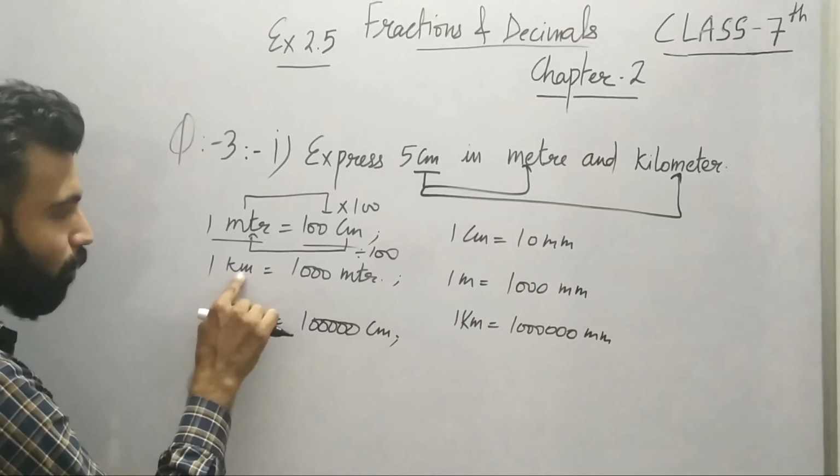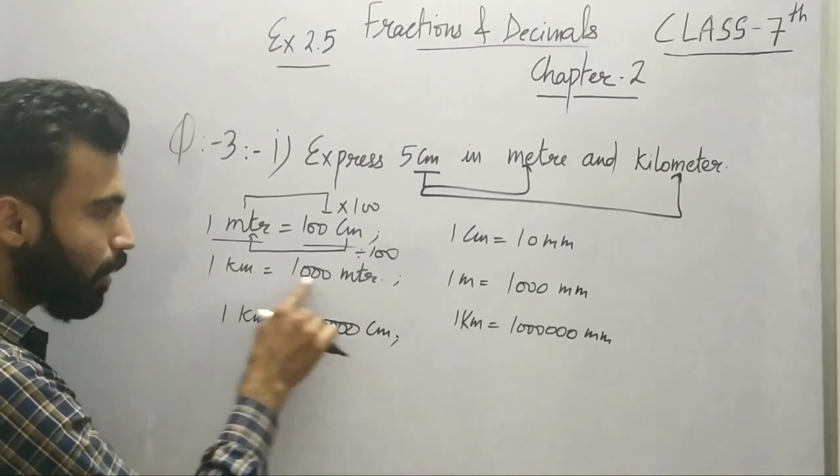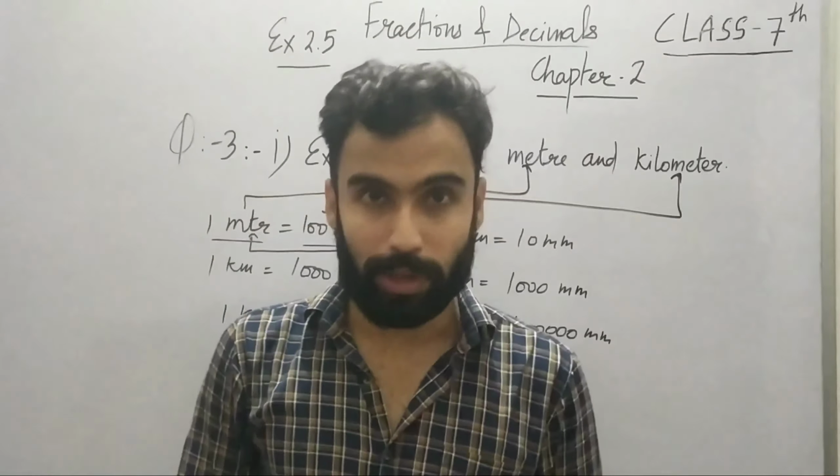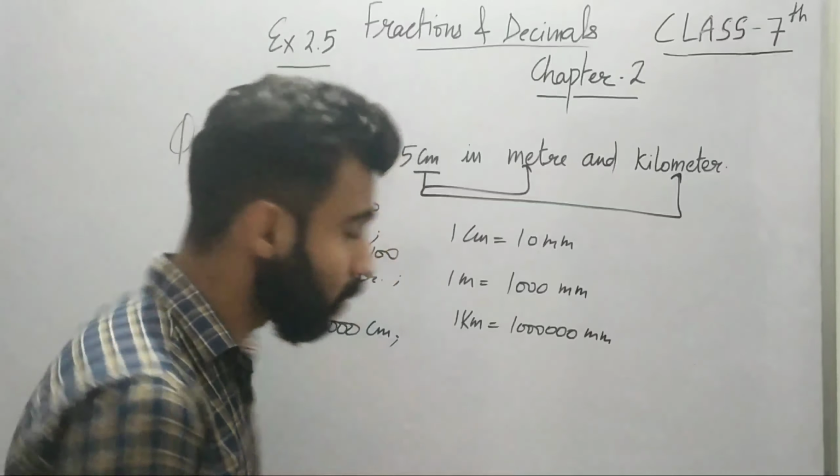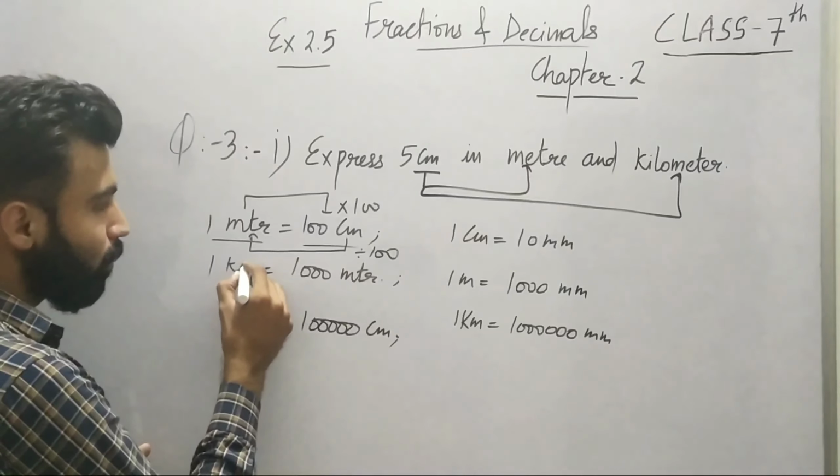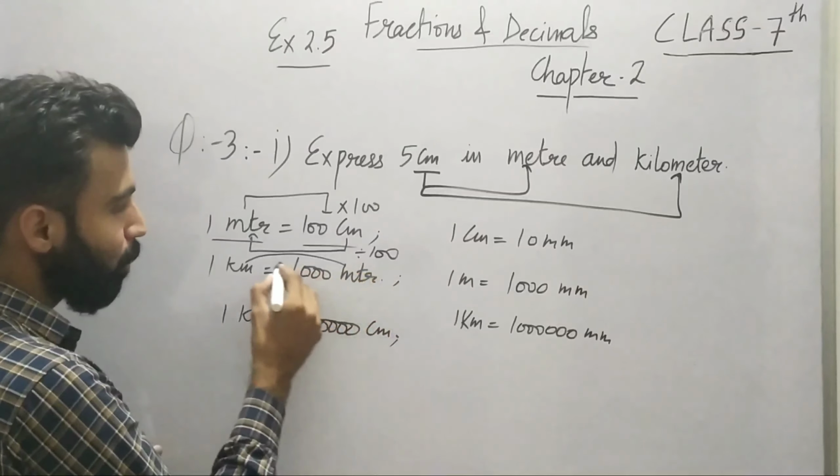So if we have to convert 1 kilometer, in 1 kilometer there are 1000 meters. So in 1 kilometer there are 1000 meters. So if you have to convert kilometer into meter, you have to multiply it by 1000.